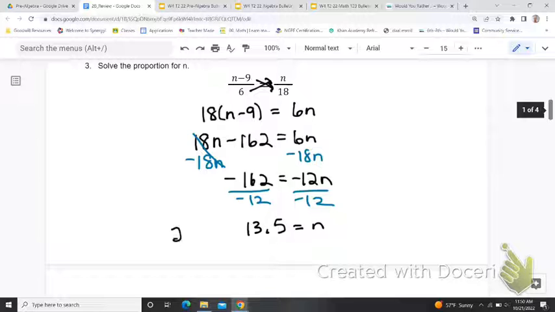You could also leave it in a fraction, but you would have to reduce the fraction, which would be 27 over 2. So I think most of us would probably have divided that. That would be a lot of reducing to do. But 27 over 2 would also be an okay answer. But I would anticipate most of us would use 13.5 for that problem.